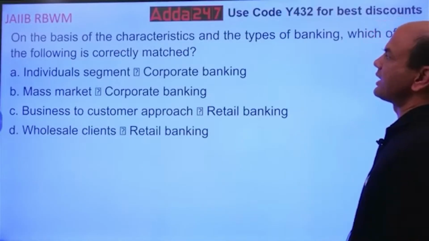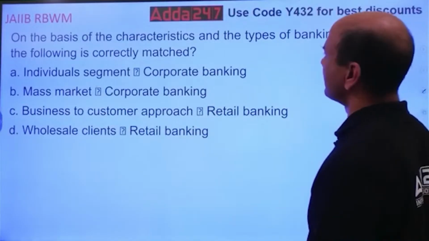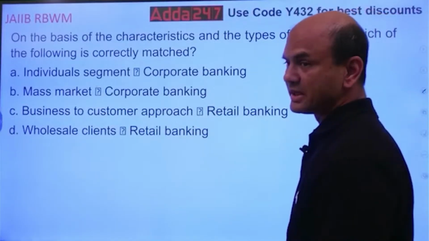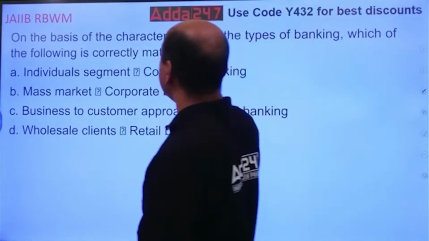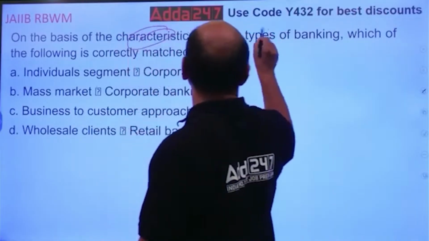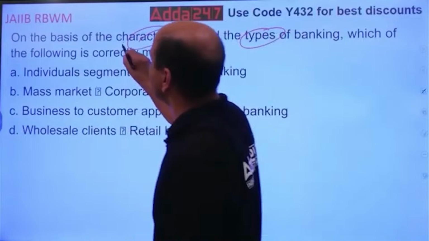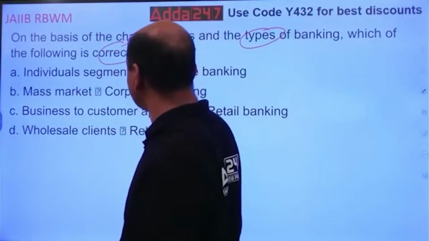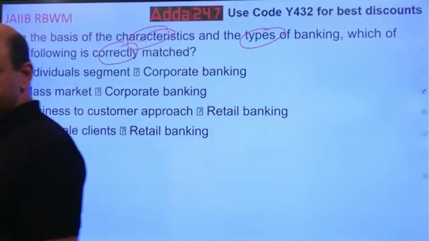On the basis of characteristics and the types of banking, which of the following is correctly matched? Characteristics and type of banking. Correctly matched. Kindly note, correctly. Read. Each one read.